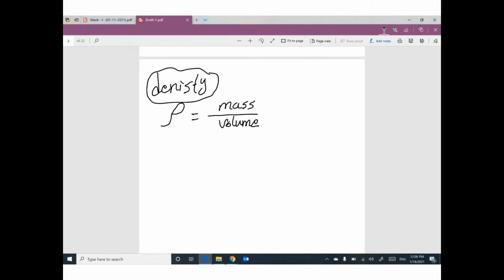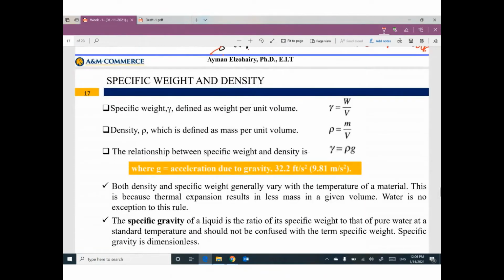We have another expression called unit weight or specific weight.